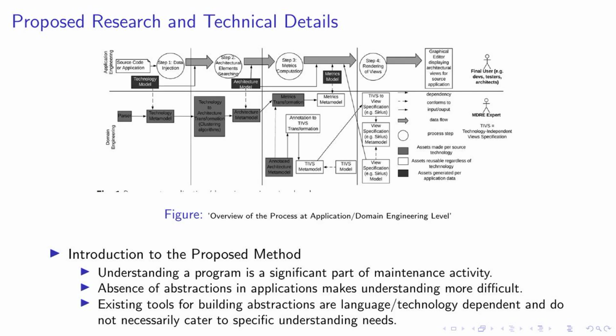Let's delve deeper into our proposed method. As we know, understanding a program forms a significant chunk of maintenance activity. However, the lack of abstractions in applications often complicates this process. Existing tools that help build these abstractions are often tied to a specific language or technology, and may not cater to unique understanding needs. The figure you see here provides an overview of our process at the application or domain engineering level. Our method aims to address these challenges, making program understanding more efficient and effective.